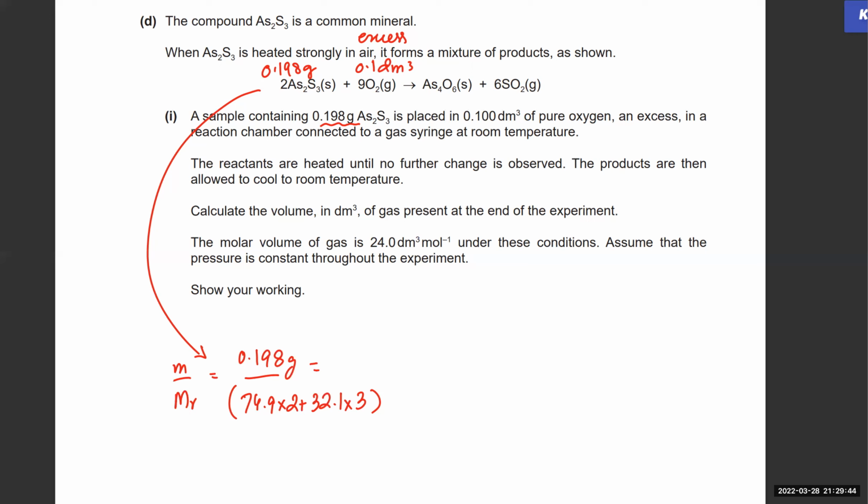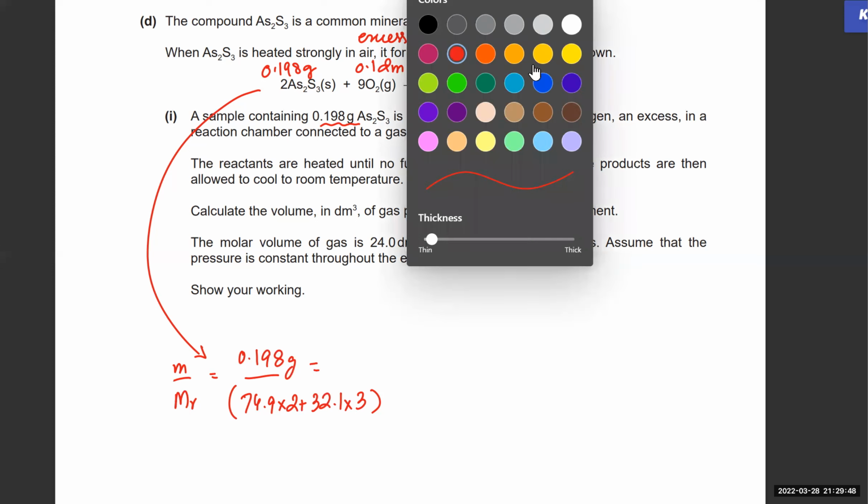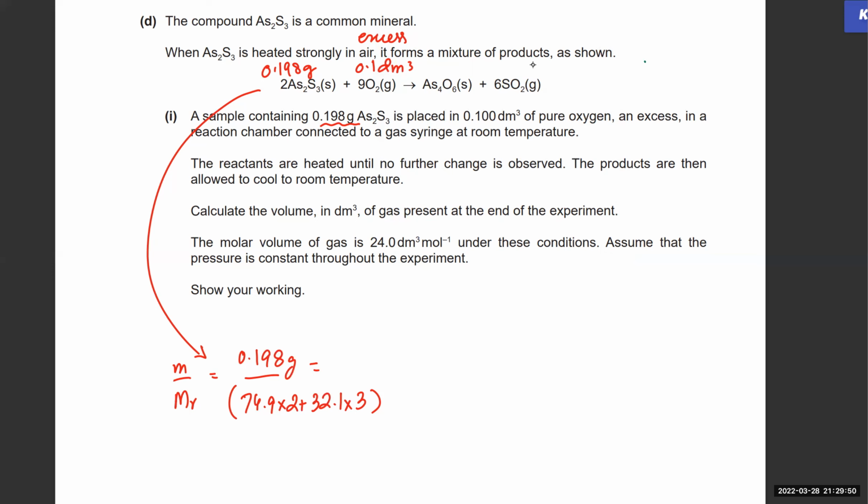8.05 into 10 to the minus 4. The moles that you're getting is 8.05 times 10 to the power minus 4 moles. Okay, I just wrote it over here.